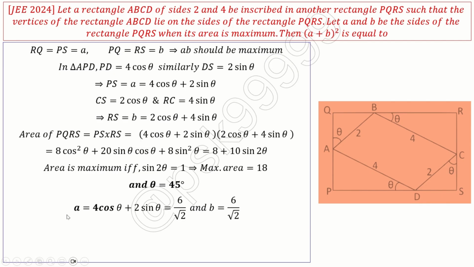If theta is 45 degrees, this is my A: 4 cos theta plus 2 sin theta, which is 6 by root 2, and B is also this one. This is my A and B. So (A plus B) whole square is nothing but (12 by square root of 2) whole square, which is 72. This is the answer.